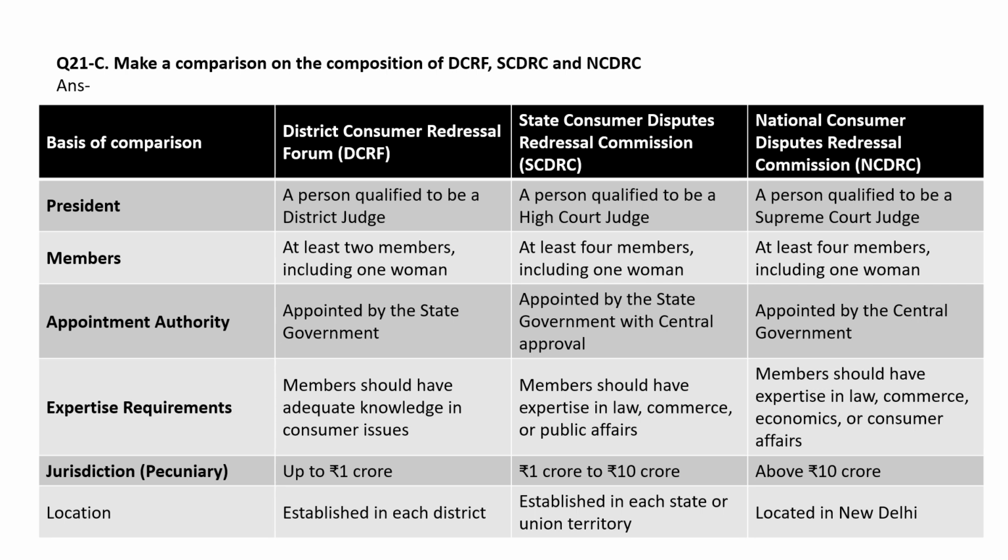A person qualified to be a supreme court judge. It is in the case of national commission. Members, district forum at least 2 members including 1 woman. In state commission at least 4 members including 1 woman. In national consumer redressal commission at least 4 members including the woman. But practically there are many in the state commission and national commission because the load of cases are high. Normally in district consumer it is correct that 1 president, 2 members, one of these 2 has to be a woman.